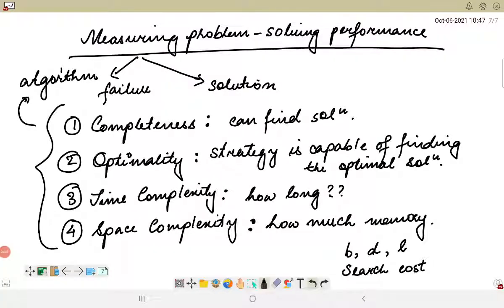So this is all for today's video. We have already talked about several factors which are related to problem solving. In my next video, we will be starting off with the different search strategies, and we will be starting off with the uninformed searches.